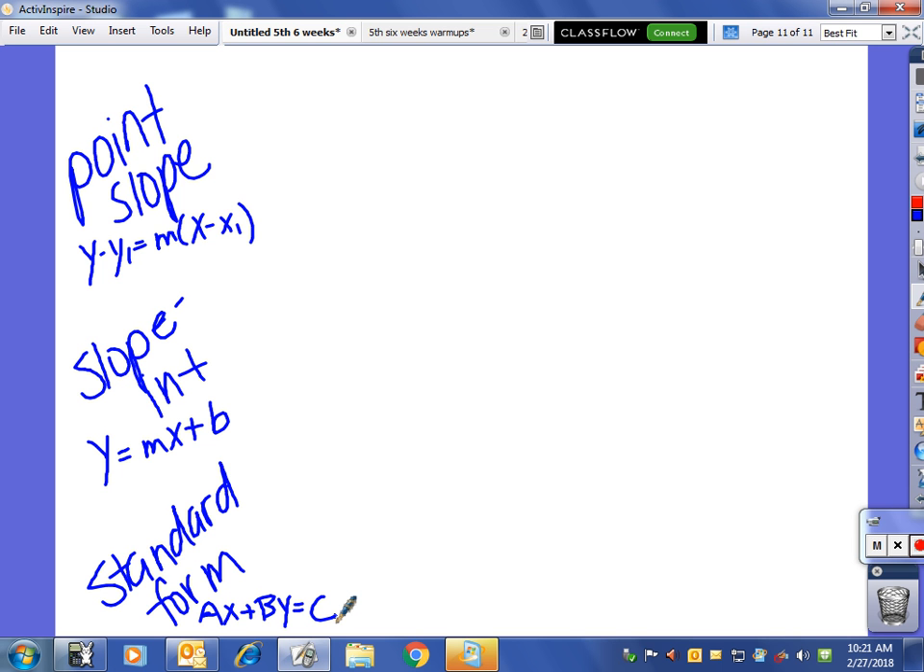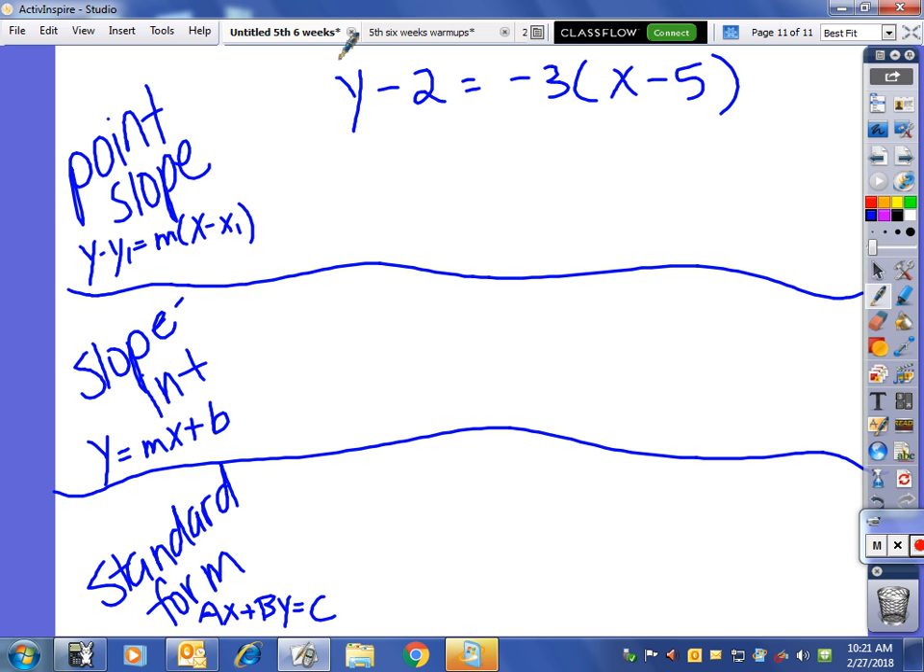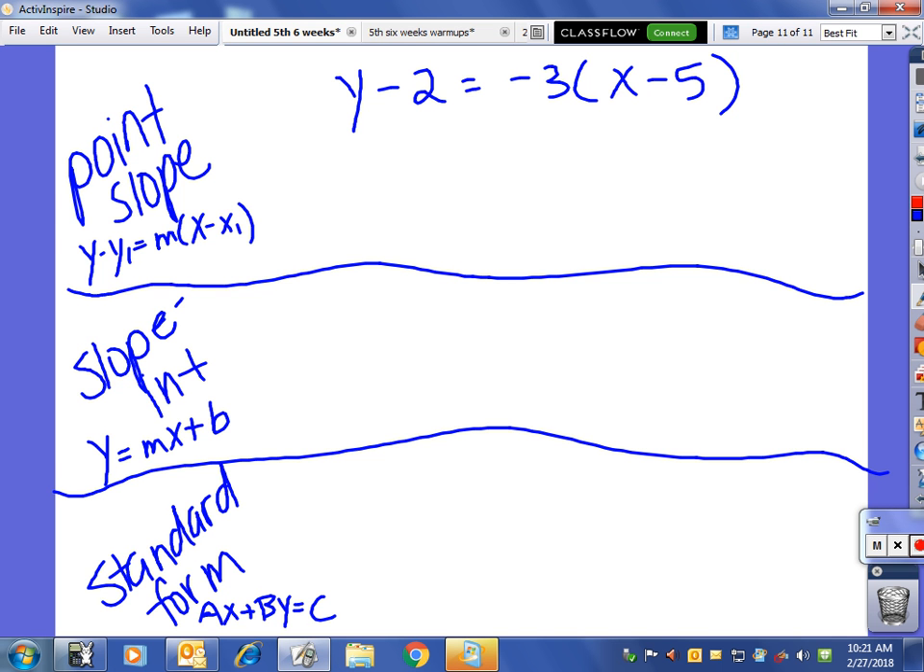All right, I'll take it easy on you at first. I'm going to give you a point slope line with a nice whole number slope. Y minus 2 equals -3 parentheses x minus 5. That's not that bad. That's point slope. Now, if I want to convert it to slope intercept, this is where I have to actually distribute the -3 and simplify a bunch of stuff. You can do it, though.